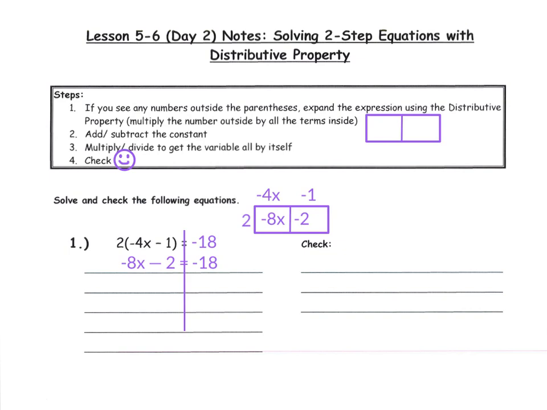Okay, so now I rewrote negative 8x minus 2 equals negative 18. Don't forget that line down the middle to remind ourselves that whatever we do on one side, we have to do on the other because we're solving an equation.